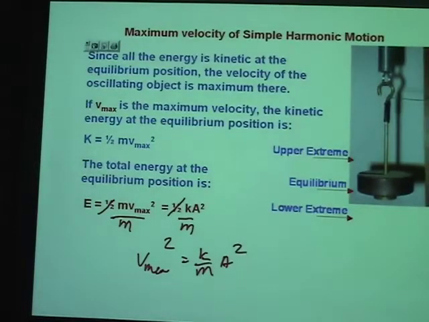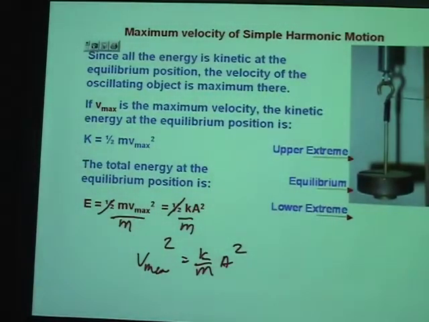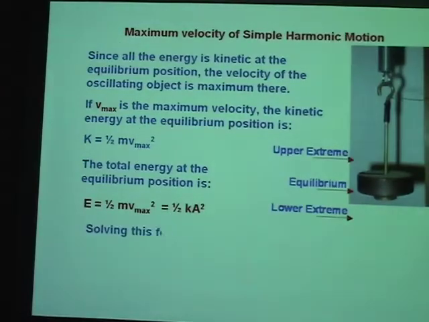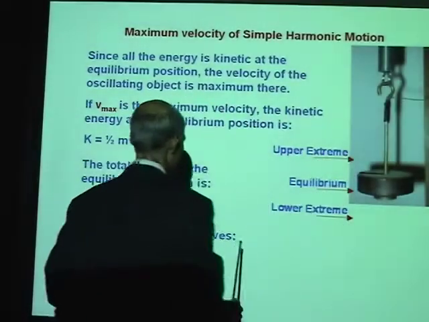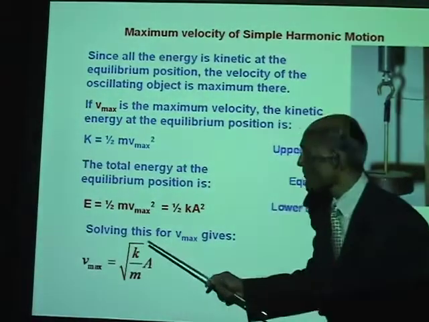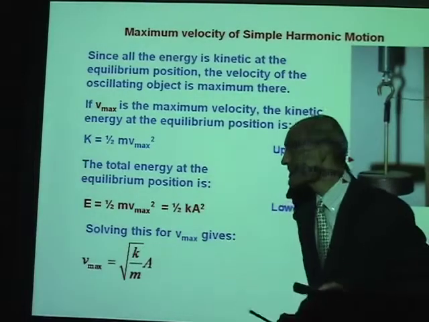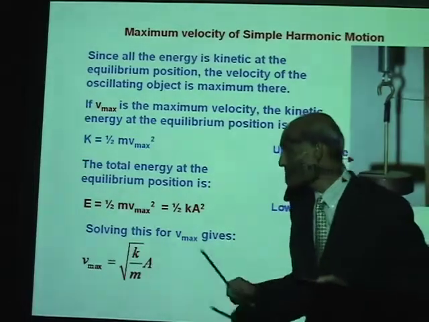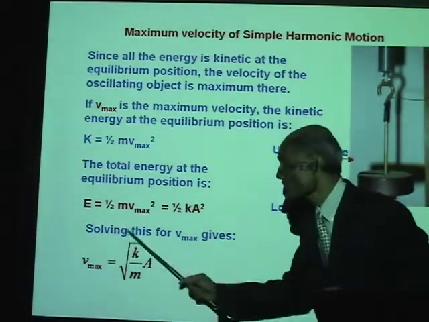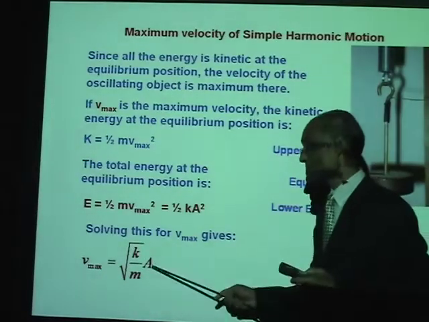Is that right? That's very simple. And therefore, what is v max equal to? Take the square root of both sides. So, solving that gives me v max equal to square root of k over m times a, where k is the spring constant and m is the mass. The maximum velocity is square root of k over m times a.